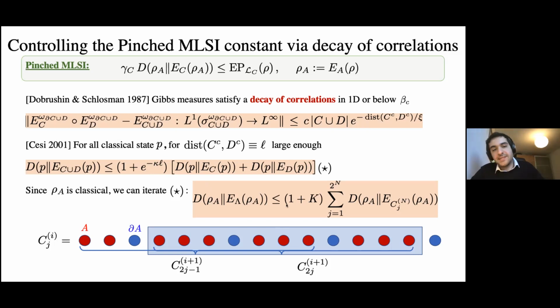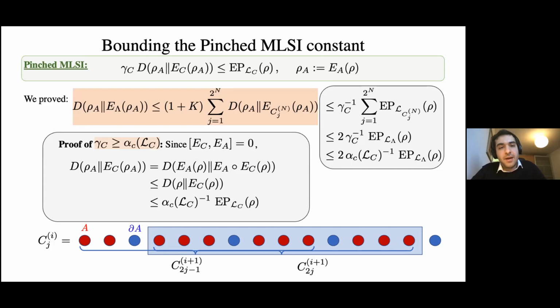And if you do it in an iterative manner, you can easily convince yourself that you can control this relative entropy by a sum of relative entropy distances to fixed size regions, which I denote by Cj here. And K is just a constant that doesn't depend on the system size. Okay, so I rewrote the inequality here. And now we'll just control each of these relative entropies separately by entropy productions onto the corresponding regions. I can do this using my pinched MLSI for each of the regions Cj. And gamma C here is just a uniform bound on all those gamma Cj.